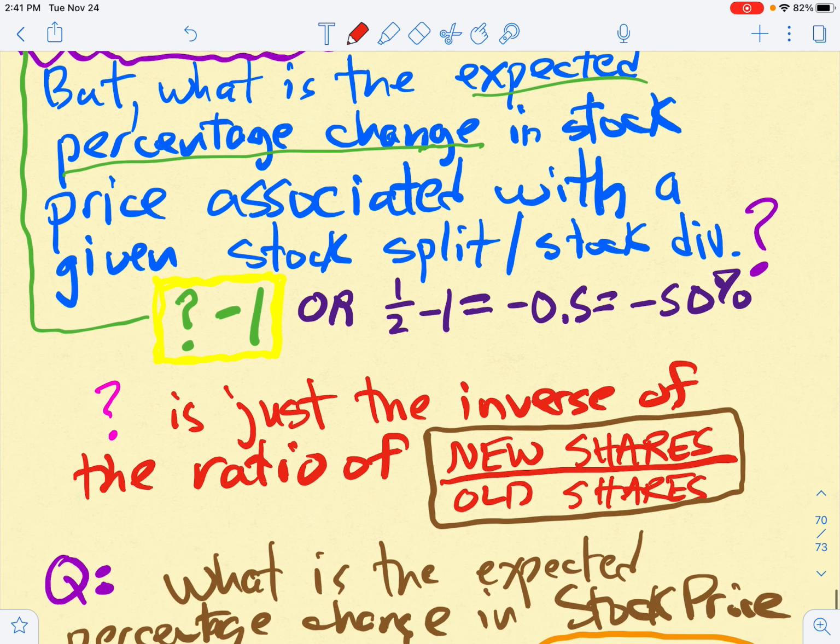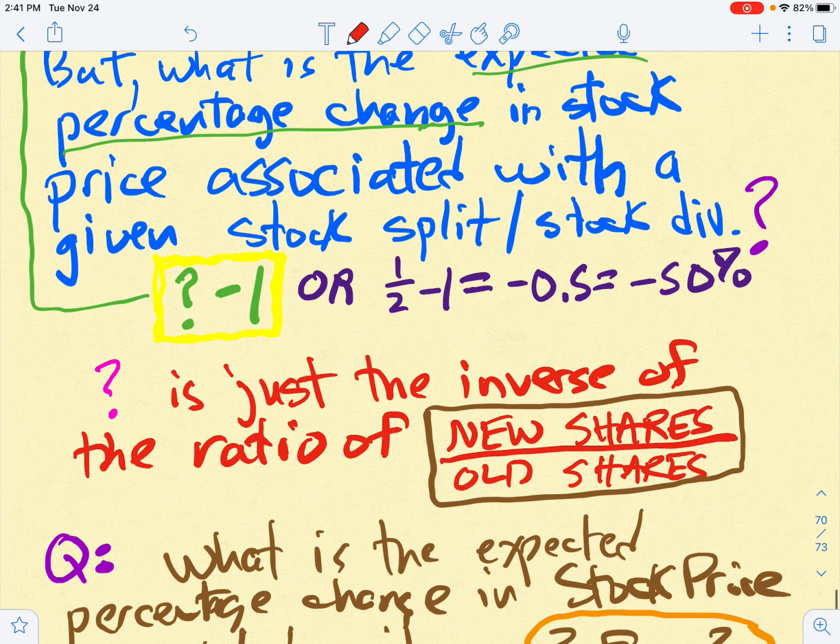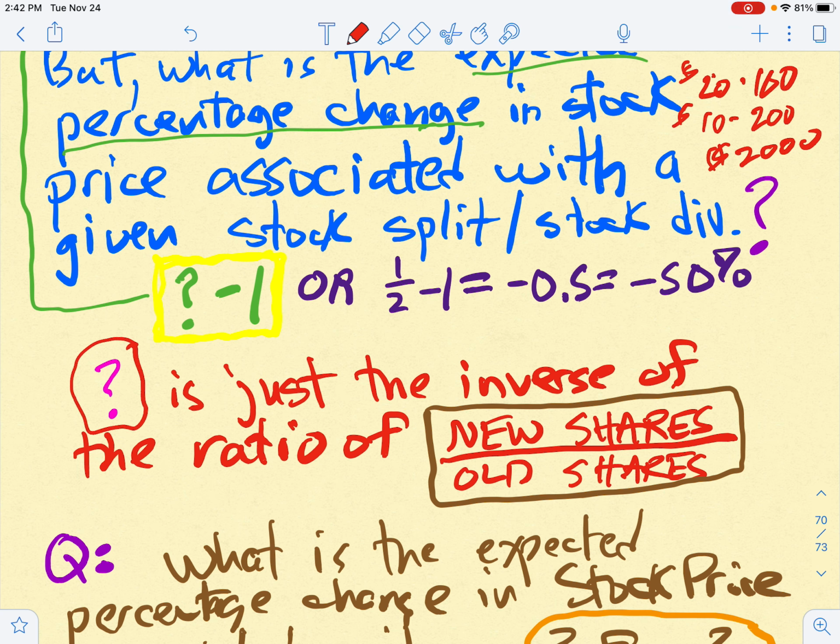For example, maybe you started off with 100 shares at $20 a share. But if you have 200 shares, then that can only be priced at $10, because both of these equal $2,000.